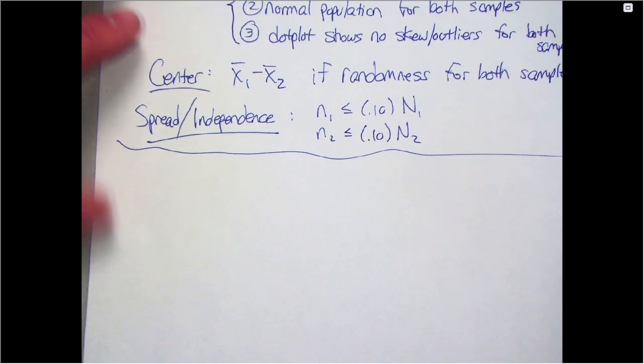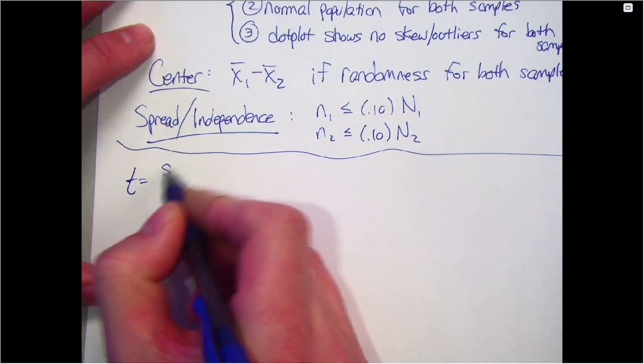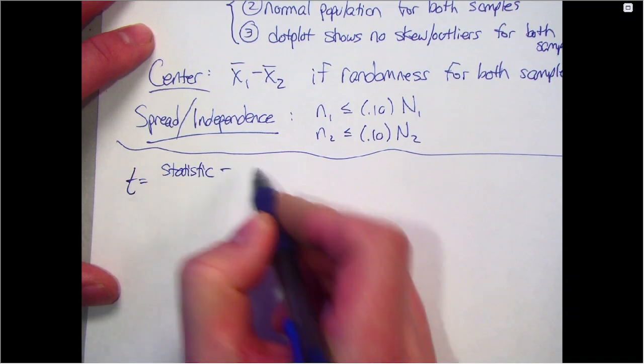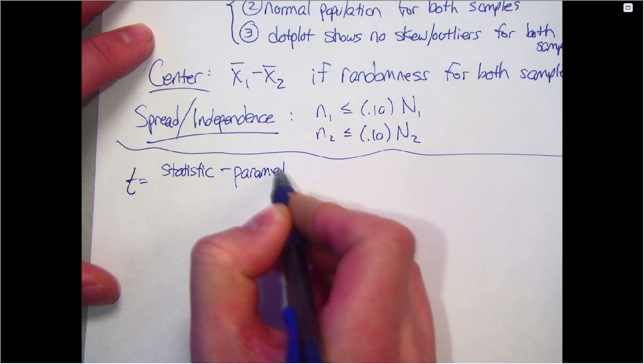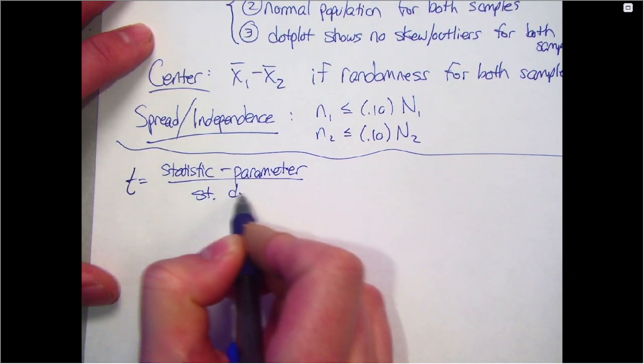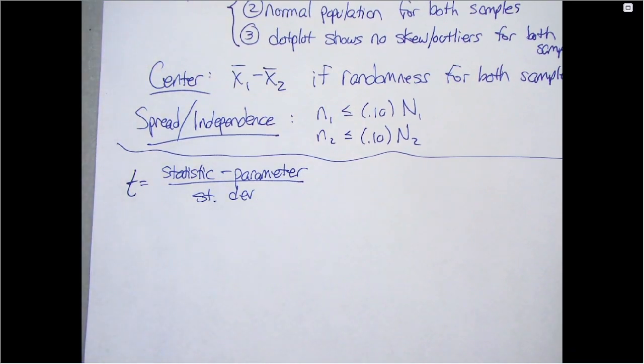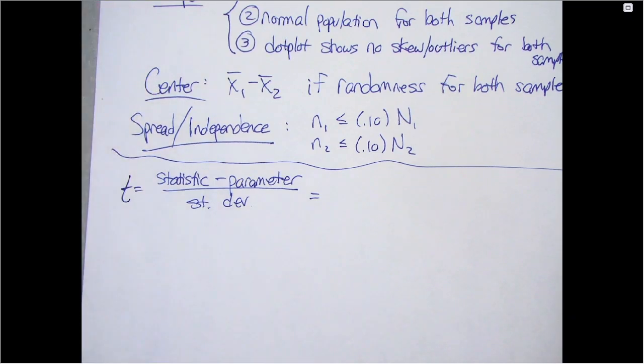Okay. So T equals, this is always going to be statistic minus parameter over the standard deviation. That part is true whether it's one sample, two sample, test, interval, it doesn't matter. T's, Z's, always this. So our statistic, because we're doing two samples, we're really subtracting them, so we're going to compare the sample subtraction to the population subtraction. But what's the population subtraction going to be every time? It's going to be 0.